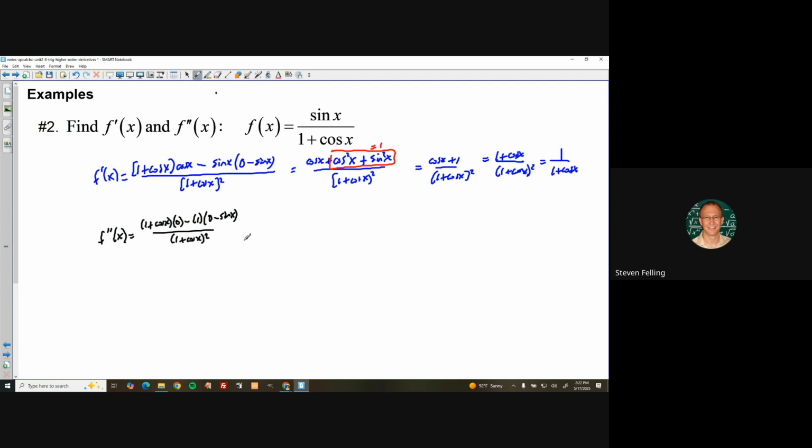And then we could just leave that like that, or we can simplify this. So this whole thing is a 0 here, and this is just a negative negative, so that is a positive sine x over 1 plus cosine of x squared. Okay, so now we have the first derivative, and we have the second derivative. So that was mainly showing that this notation means the second derivative.